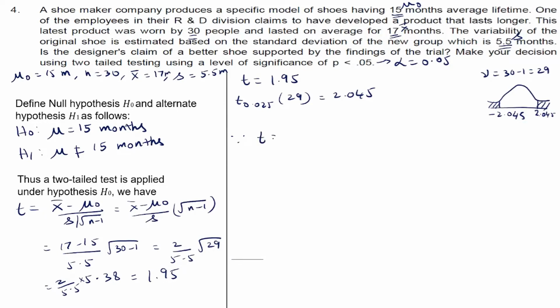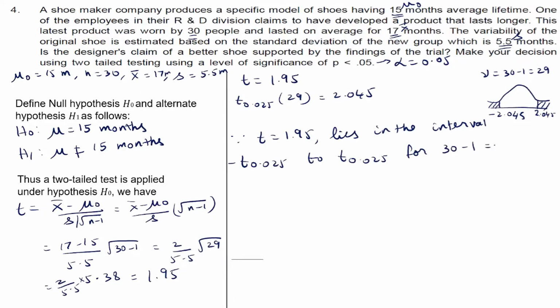Since t equal to 1.95 lies in the interval negative t 0.025 to t 0.025 for 30 minus 1 equal to 29 degrees of freedom, we accept H0. So since we accept H0, it means that we have sufficient evidence to claim that mu equal to 15 months, or we cannot accept the designer's claim of a better shoe. The designer's claim of a better shoe is not supported.